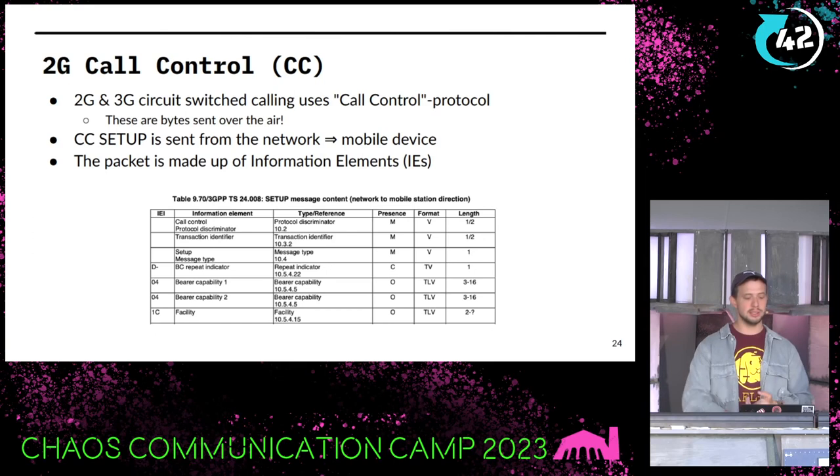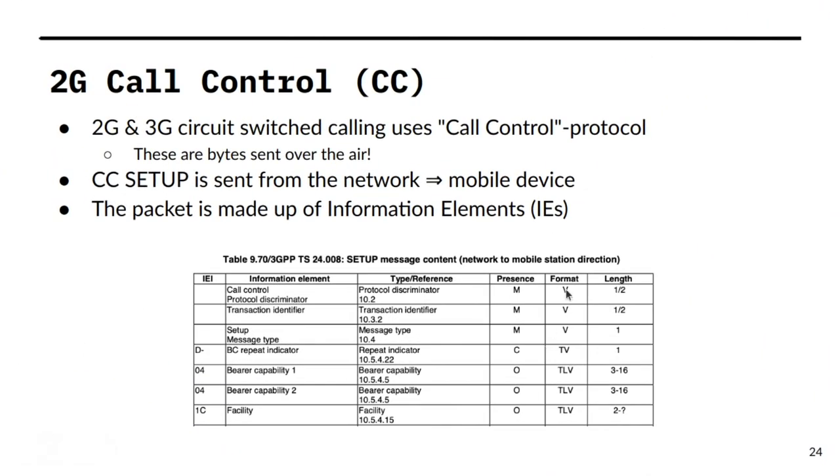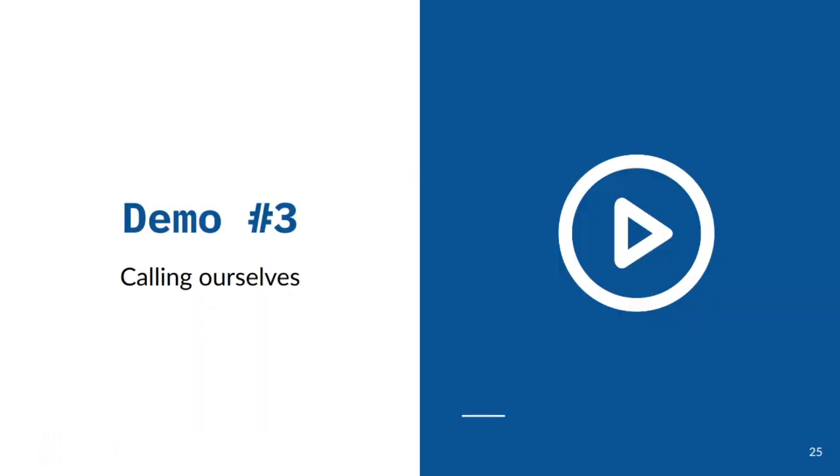So there's the CC setup message that is sent from the network over the air in bytes to the mobile device, so to our baseband. And then the packet is made up, and if you want to know more about what bytes we're going to send in the next demo, they're aligned with the spec. And then we can actually call ourselves, which is kind of cool.